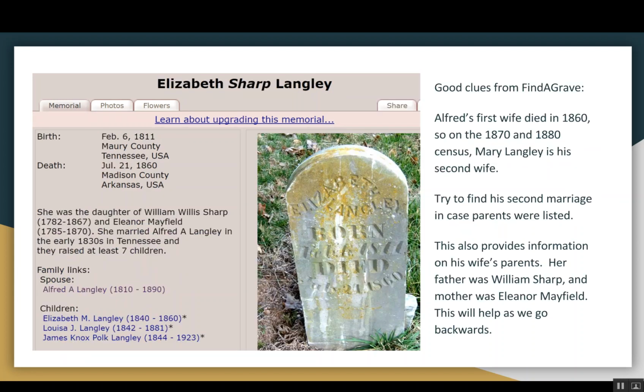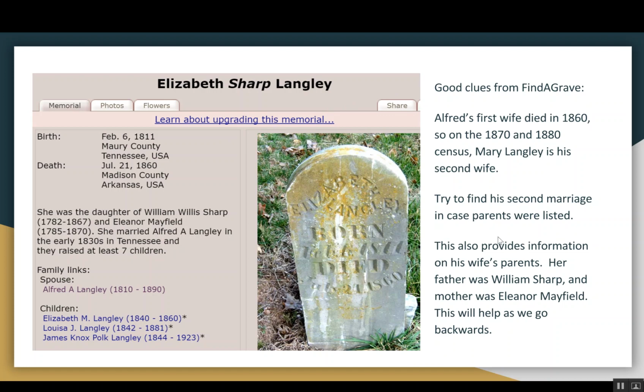I would ask. Okay, so before we leave Find a Grave, I just wanted to mention one other thing, how you can also get good clues from Find a Grave. So this shows Alfred's first wife, Elizabeth, and she did die in 1860. So that 1870 and 1880 is a second wife. And so we would want to try to find his second marriage in case parents were listed there. That's what you're trying to do: every time you can think of a record that might list Alfred's parents, you're going to try to find it. I haven't looked, but that's something you could look for.